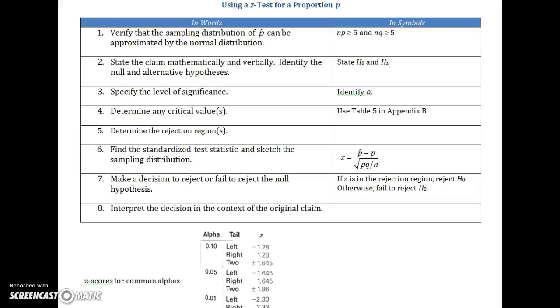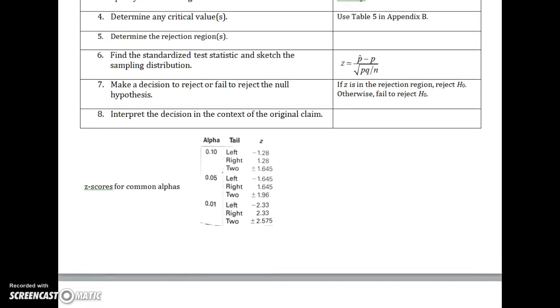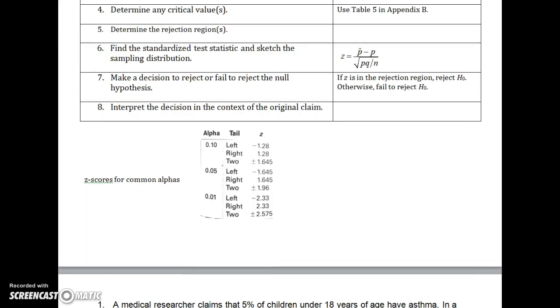One thing that's really helpful, because you're going to have some of the more common alphas, which would be 0.1, so it's 10%, 0.05 or 0.01. These are going to be the common ones that we use. And so if it's a left-tail test, we'll have this, and then right-tail and two-tail. We've seen this before in a previous lesson, but we're still using the same one.